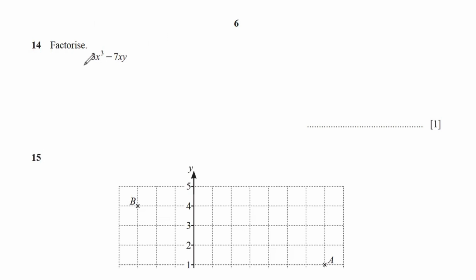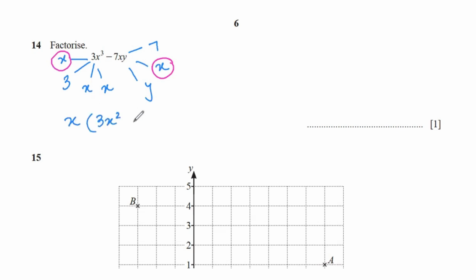So if we split this, we know that this is 3 times x times another x, and this is 7 times x times y. So what's common? The x. So we write the common term outside the bracket, and whatever is left behind comes inside the bracket. So this is your fully factorized answer for this expression.